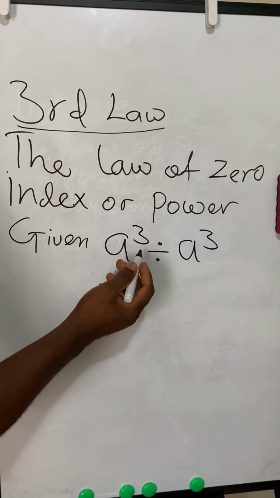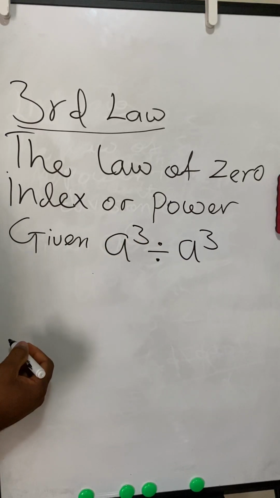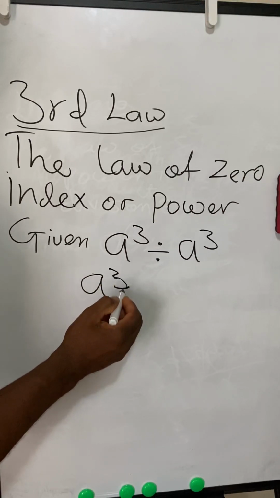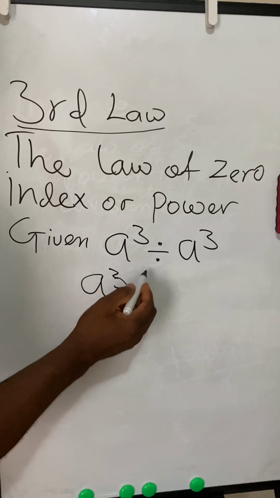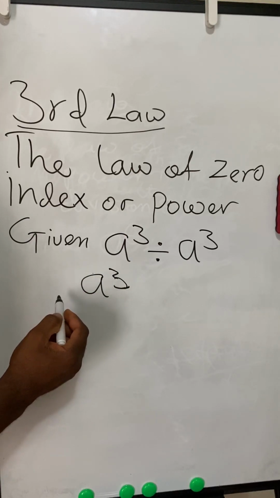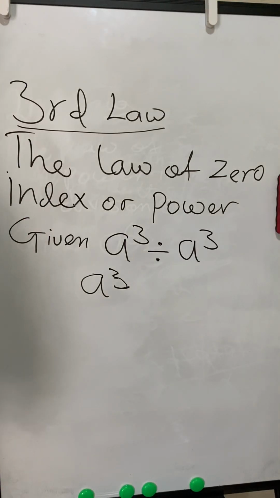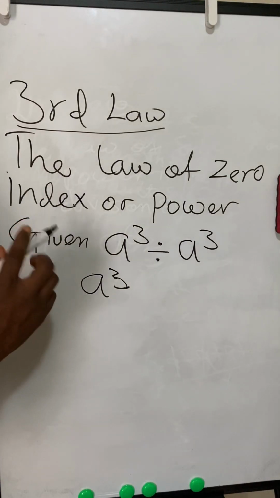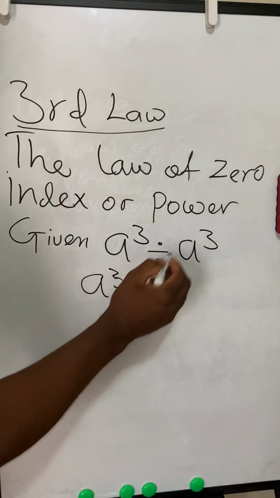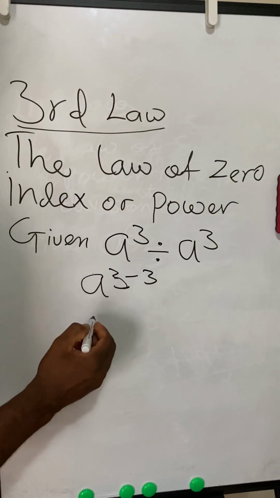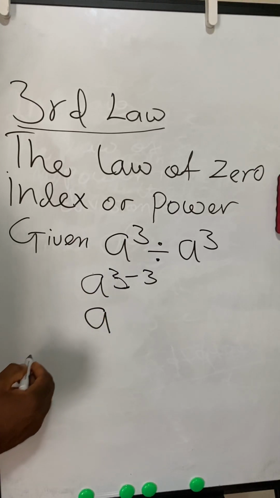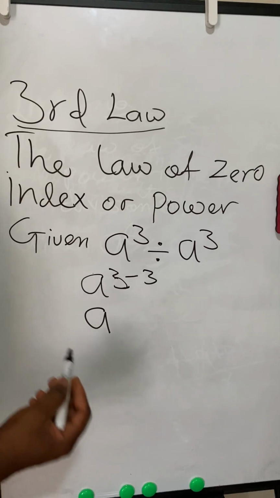Given a to the power of 3 divided by a to the power of 3, right here we're going to have a to the power of 3, a to the power of 3. I told you before, this division automatically changes to a subtraction sign. That's why I did the second law before the third one, step by step. Now I have a to the power of 3 minus another 3. So we have a to the power of 3 minus 3, which is 0. Nothing left, everything is gone.